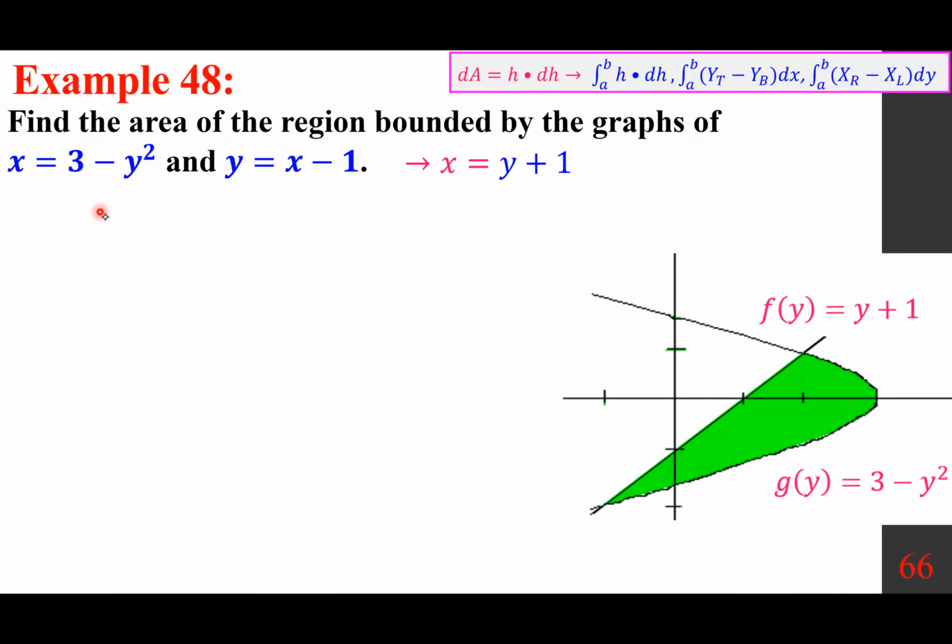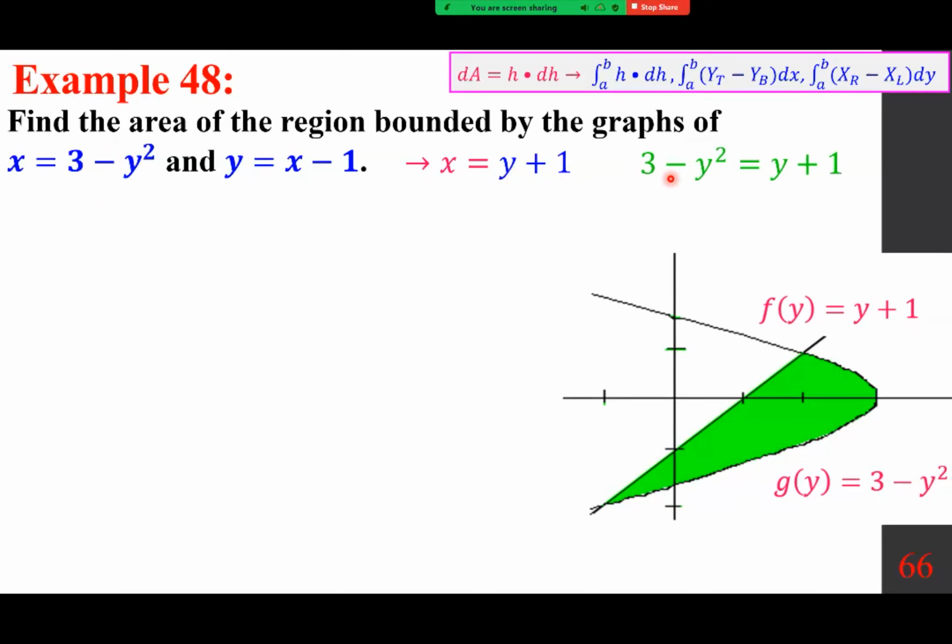Now, the very first thing we need to do is to find points of intersection. So we set the two equal. So x is 3 minus y squared. X is y plus 1. So 3 minus y squared is y plus 1.